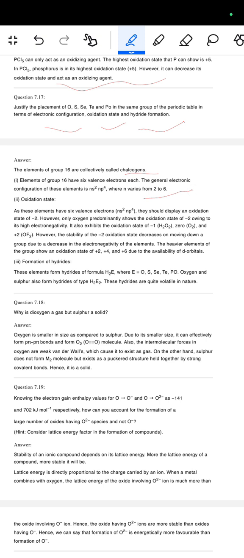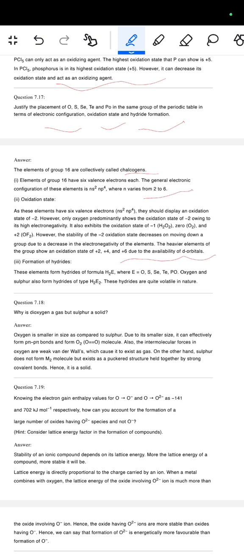Oxidation state की बात करें तो all the elements with 6 valence electrons, ns2 np4, should display an oxidation state of -2. However, only oxygen predominantly shows the oxidation state of -2 owing to its high electronegativity. It also gives the oxidation state of -1 in H2O2, 0 in O2 and +2 in OF2. However, the stability of the -2 oxidation state decreases on moving down a group due to the increase in the electropositive character of the elements. The heavier elements of the group show oxidation states of +2, +4, +6 due to the availability of d orbitals.